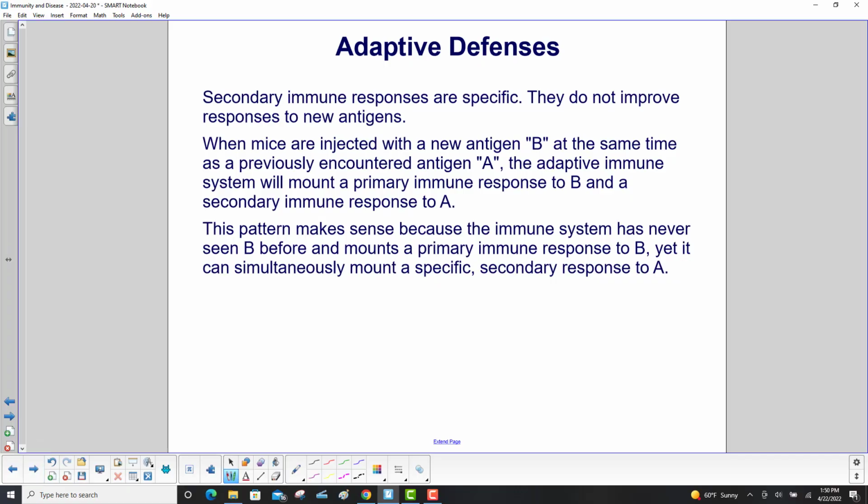Primary takes some time before it gets going and does not create as many antibodies. Now, secondary immune responses are specific. They do not improve responses to new antigens. So let's have these mice again. They're injected with a new antigen B at the same time as a previously encountered antigen A. The adaptive immune system will mount a primary immune response to B, because it's the first time they've seen it, and a secondary immune response to A. This pattern makes sense because the immune system has never seen B before, so it mounts a primary immune response. But simultaneously with that, it can mount a specific secondary response to A.